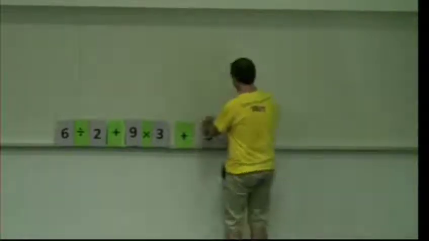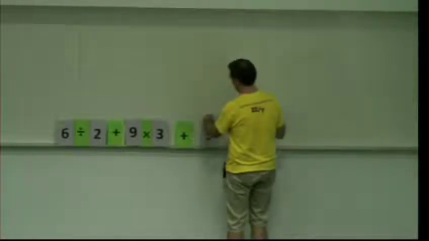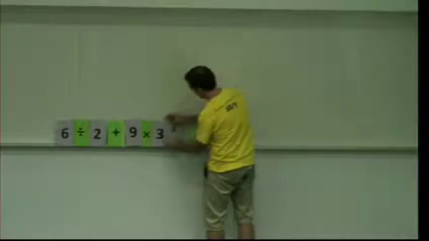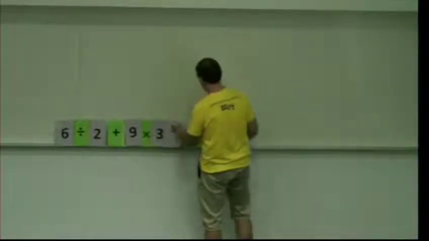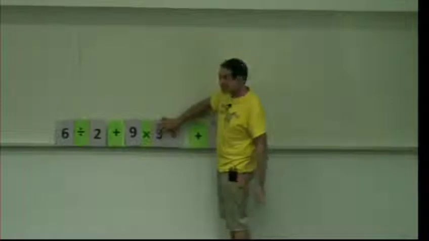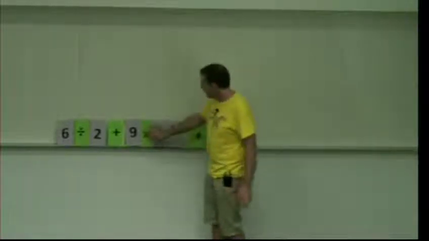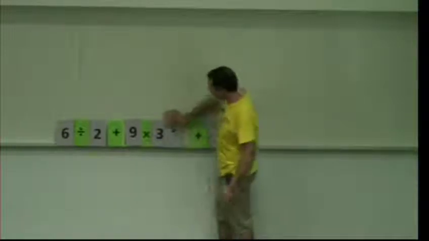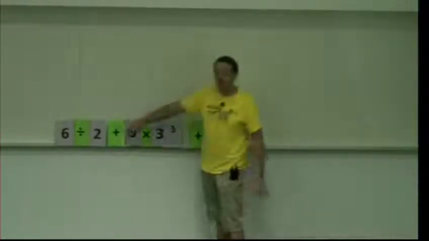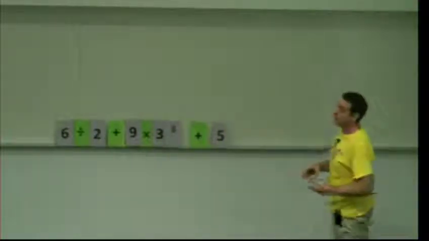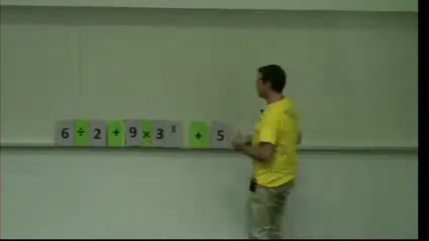And if my power of 3 was here, I would have to do that 3 to the power of 3 before I did the times. Okay, it's not 9 times 3 and then 27 then to the power of 3, it's 3 to the power of 3 then times 9. Okay, so powers have to be done before times, they have to be done before divide.